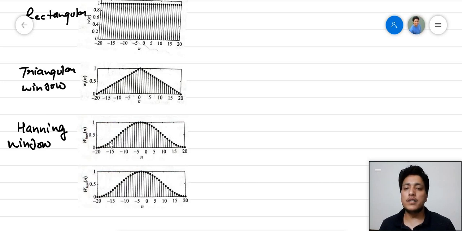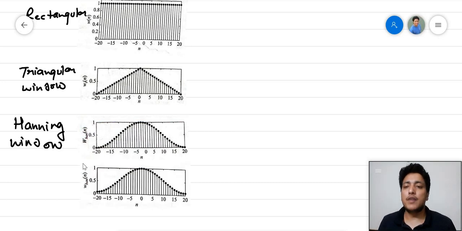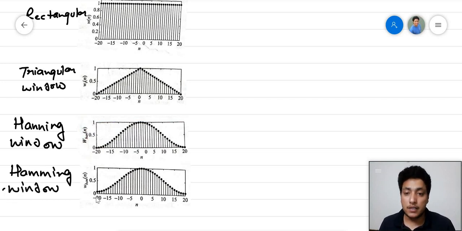This is also called the raised cosine window. One can see the pattern of a cosine wave. It is 0 at the edges and maximum at the center. After the Hanning window, we have discussed the Hamming window. One can see that at the edges, like at minus 20 and 20, the cosine is not going to 0 but has a very small value, right? So it is also called raised cosine with a flat form.